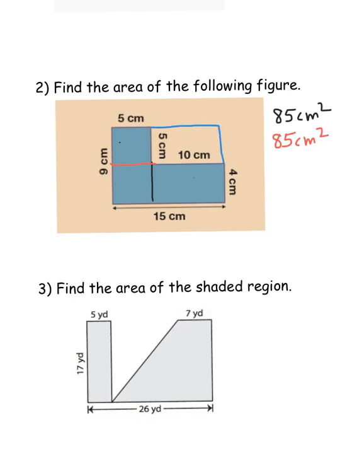Or the last way I could look at it is I could make this one big rectangle that is a 9 by 15, and then subtract out this 5 by 10 piece right here. So in that case, we would have 9 times 15, which would be 135, and then we would subtract out the 50 from the 5 by 10, and we would still get 85 centimeters squared. So 3 different ways that you could look at number 2.